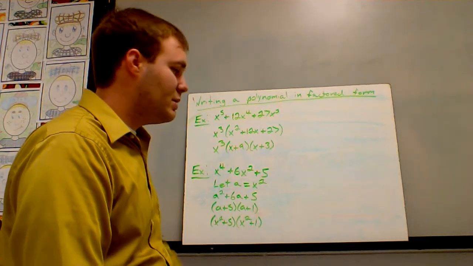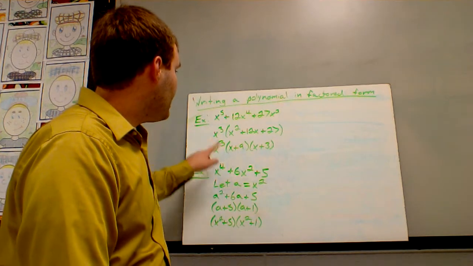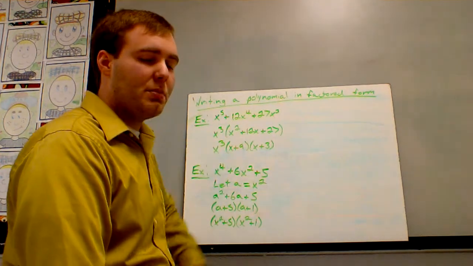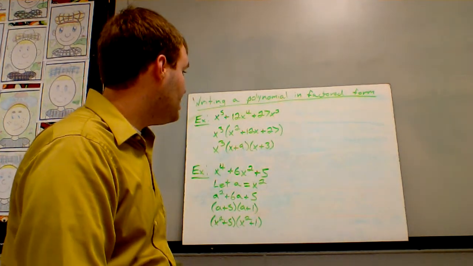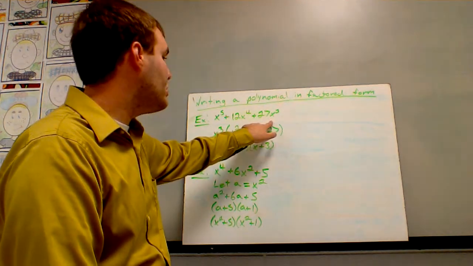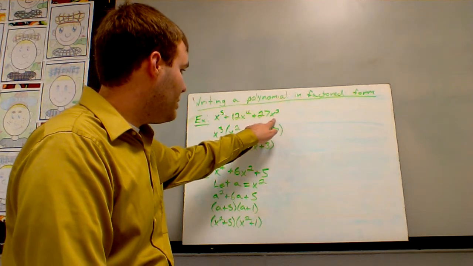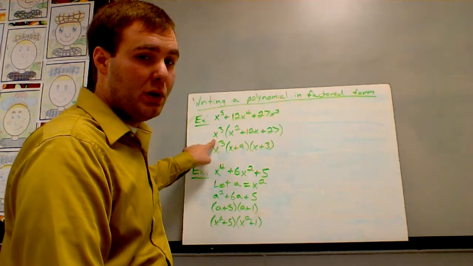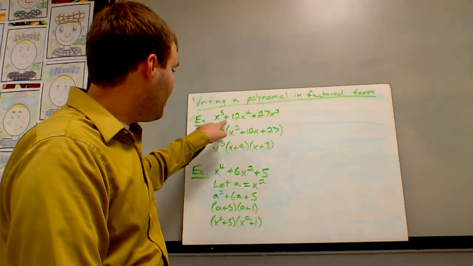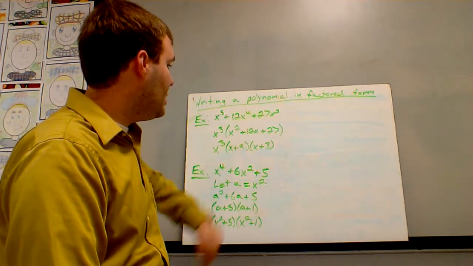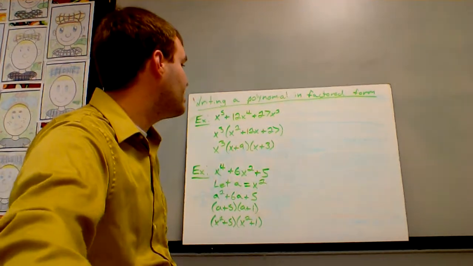I actually have two examples here. So in this case, I'm looking to just pull something out to make it easier to deal with. And in this case, that's really easy because I have an x cubed, x to the fourth, x to the fifth. So the lowest amount I have is an x cubed, so I bring it out front.